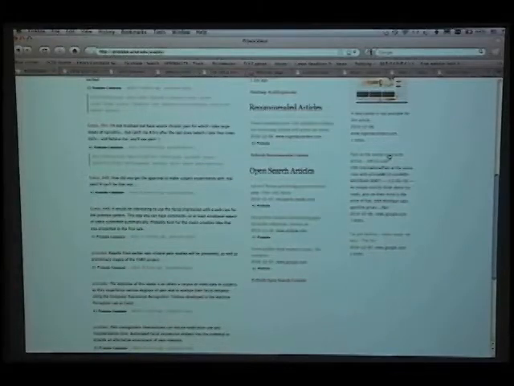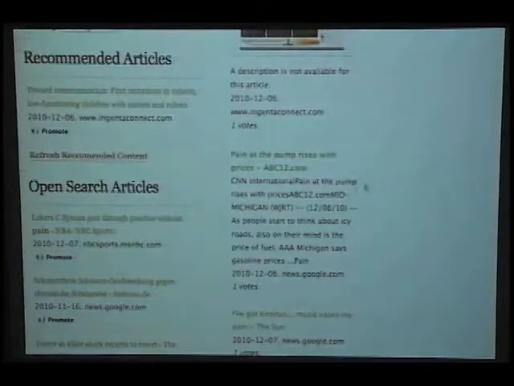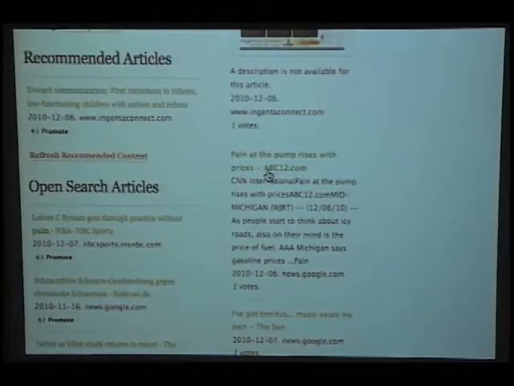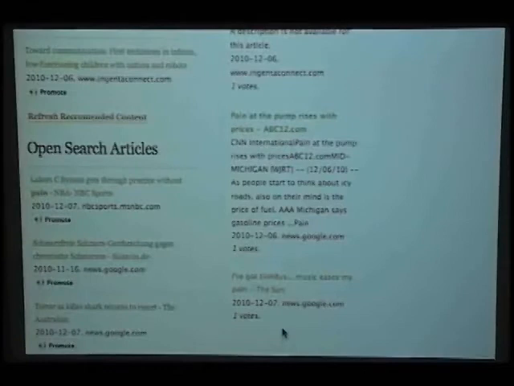So let's look here. Excuse me. I will go and get things closer, right? So this was about pain. This is what the open search found: Pain at the pump rises. That's something that was on abc12.com, and because the comments were about pain, well, it did find something about pain.